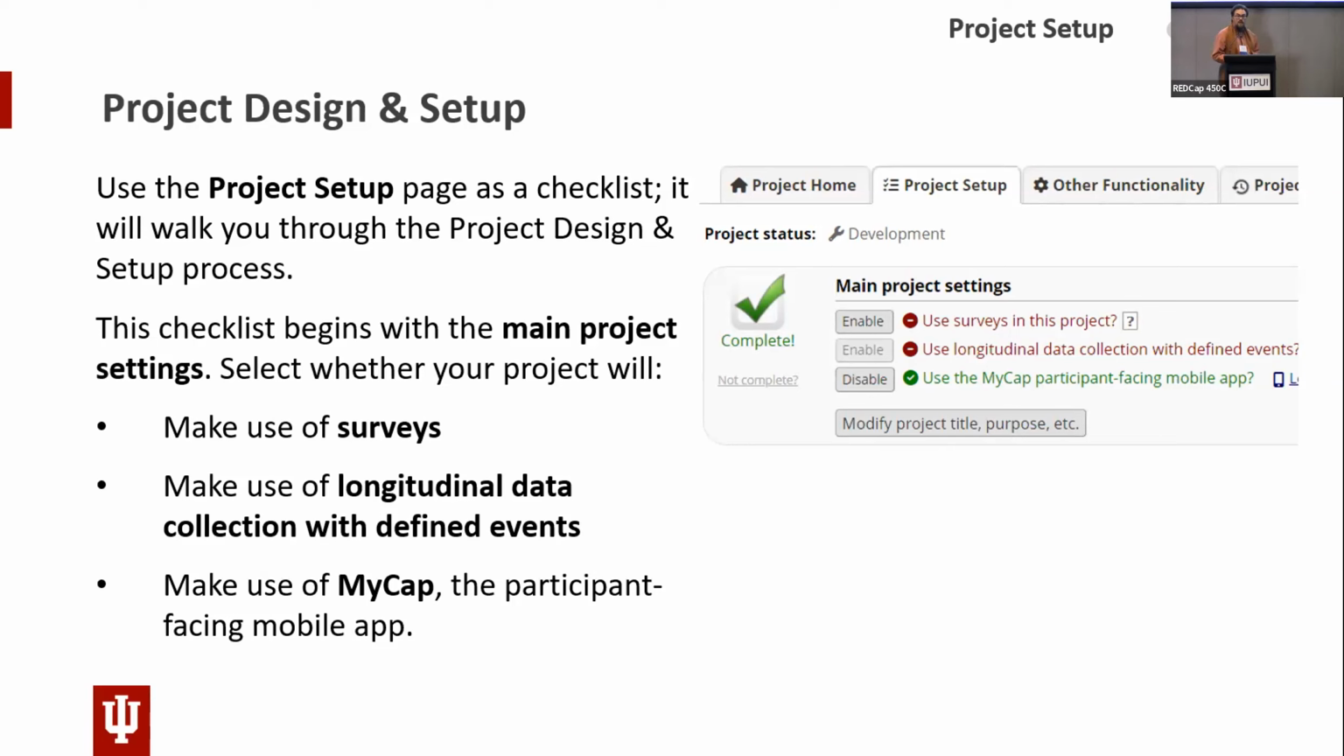So these are some main project settings. Those are the first things that you're going to want to determine for your project. Are you going to use surveys? Are you going to use longitudinal data collection of defined events? And are you going to use this MyCap app?